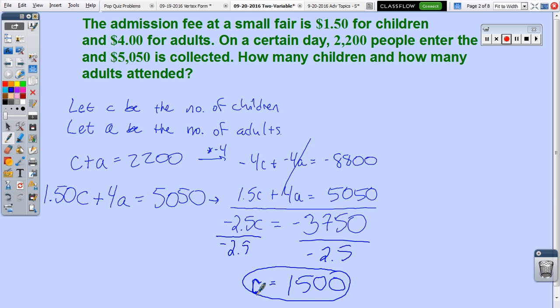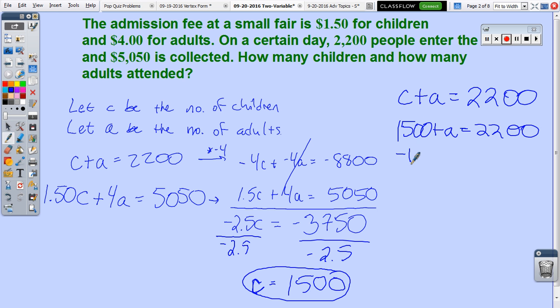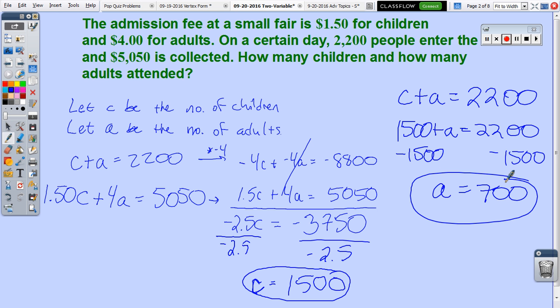So let's say the first one, C plus A equals 2,200. So 1,500 plus A equals 2,200. And then subtract 1,500 on each side. So A would equal 700. All right, so according to this, 700 adults and 1,500 children.